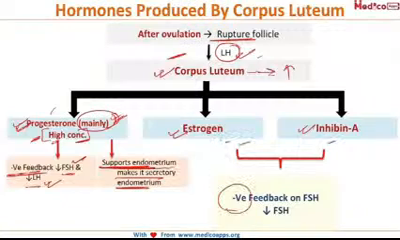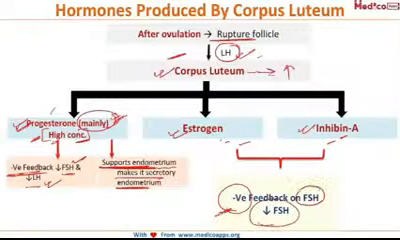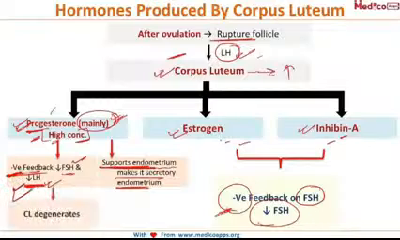And this estrogen and inhibin A will have a negative feedback action on the FSH, subsequently decreasing the FSH values. Now we told that this high level of progesterone causes a negative feedback action and it decreases the LH values. Now this decrease in the LH will cause the degeneration of the corpus luteum, because it was this LH hormone which was maintaining the corpus luteum. So as the LH levels fall, the corpus luteum degenerates.